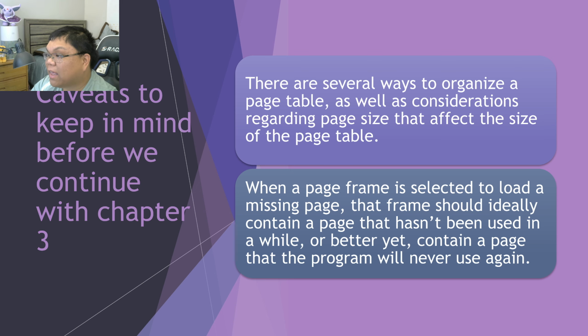When a page frame is selected to load a missing page, that frame should ideally contain a page that hasn't been used in a while, or better yet, contain a page that the program will never use again. So yeah, there are algorithms that we can use to determine which page frame to select if we need to load a missing page. We need to find a page frame whose page we can unload so we can load in the missing page. So yeah, those are the caveats that we need to keep in mind for when we continue with Chapter 3.